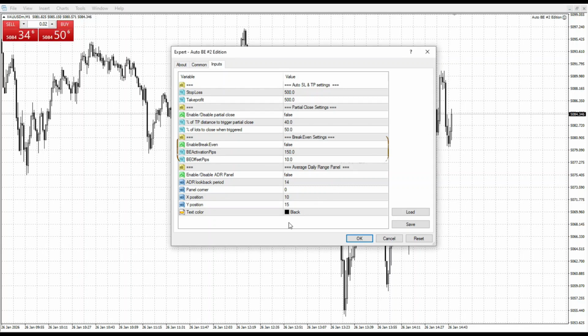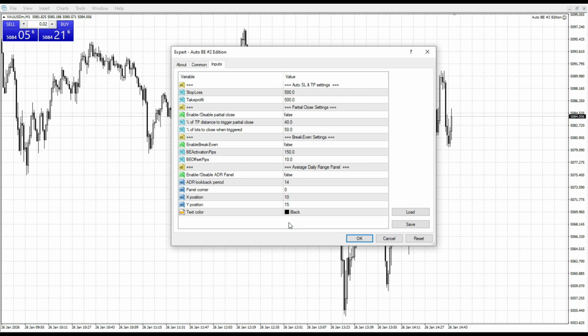Another powerful feature is break-even. Once your trade reaches a certain profit level, AutoBE Second Edition can automatically move your stop loss to your entry price plus a small offset. This protects your trade from turning into a loss while still allowing it to continue toward your take profit. You can enable or disable this feature and set the activation level and offset in the input settings.